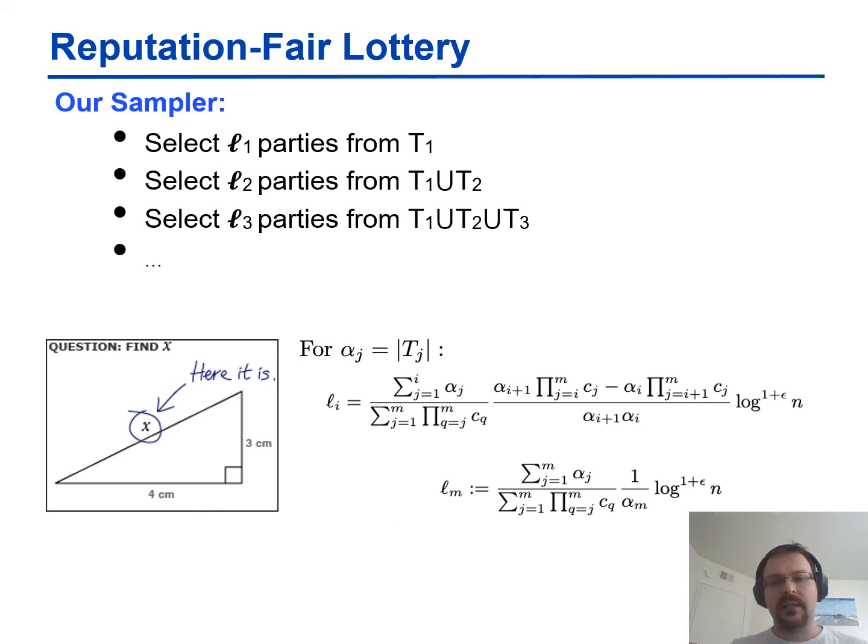I'm not going to go into details, but by doing some not too complicated algebra, you can see that those beautiful equations give you exactly what you need: that the number of all parties you're choosing is polylog, log to the 1 plus epsilon, and all the properties that we wanted from the reputation fairness definition.